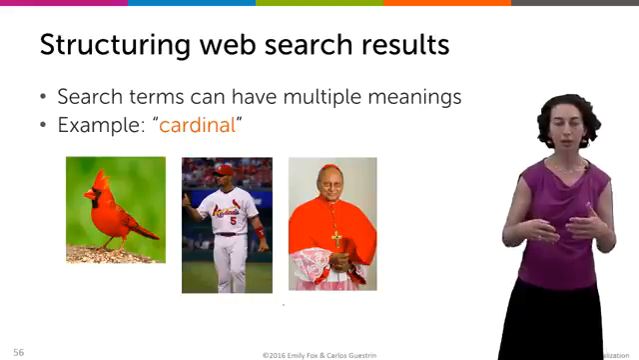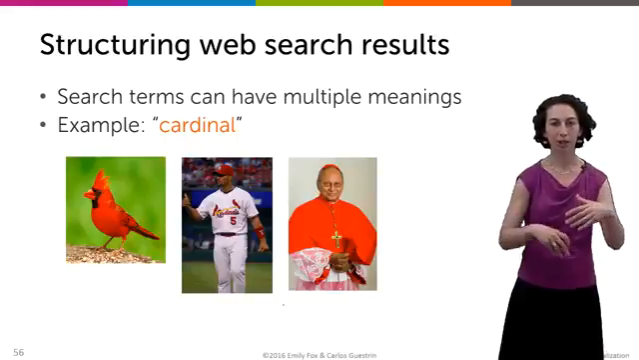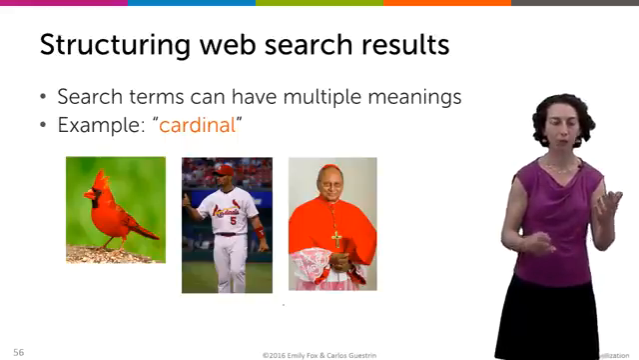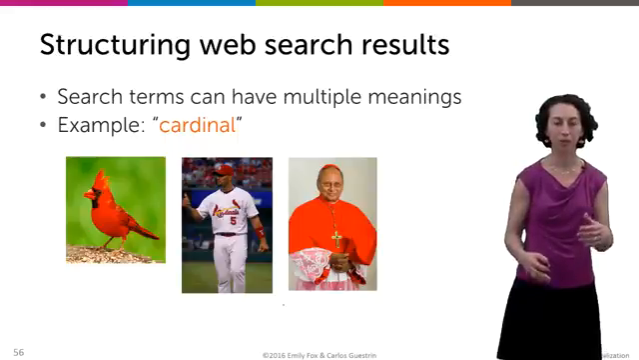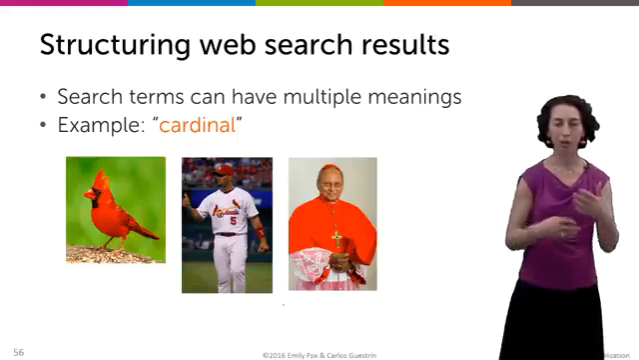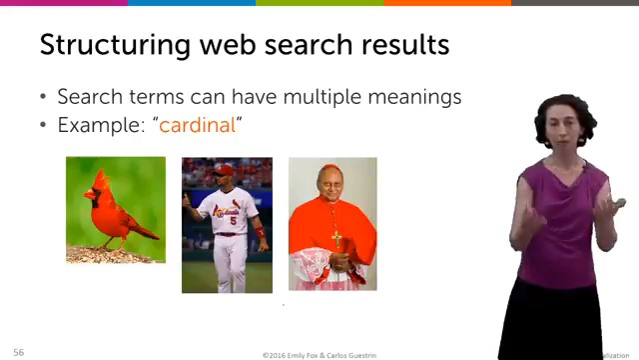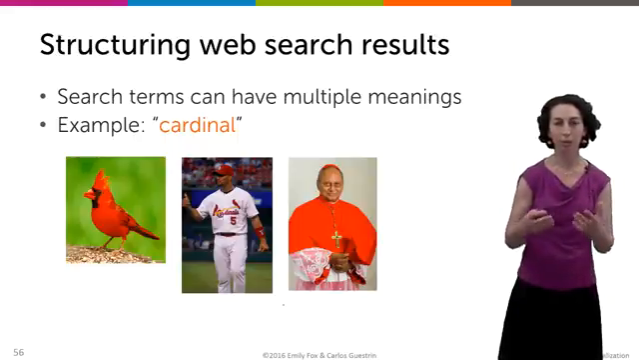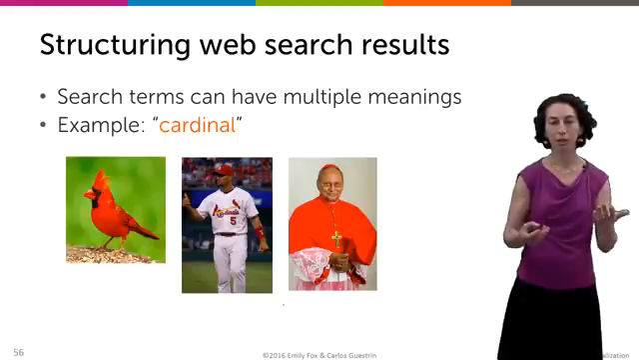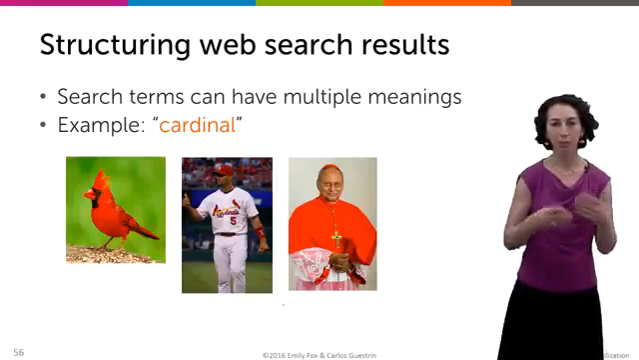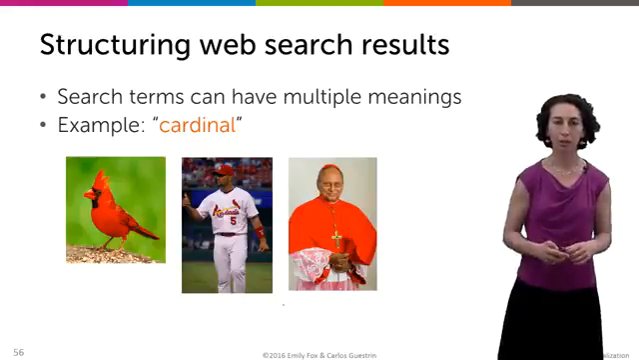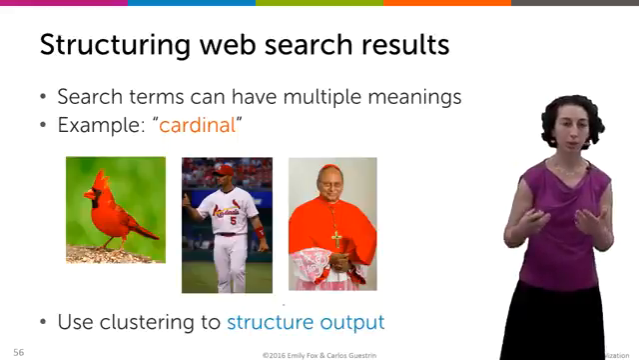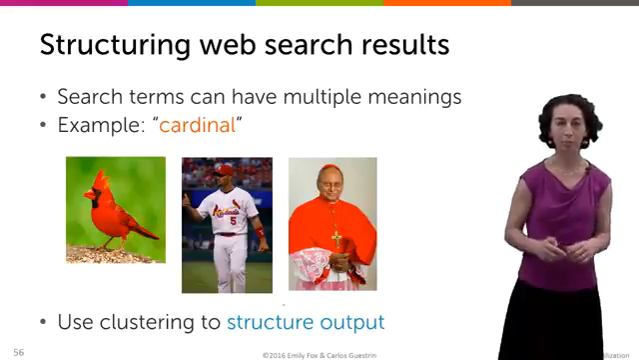When a person is searching for the word cardinal, we don't actually know which of these meanings the person meant. So when we're displaying images, instead of having all the images be images of birds, just different variants of that image, maybe we'd want to have a diverse set of images that cover these possible meanings. So if we can cluster images all labeled with the same label, we can present results that might better explore what the person is actually intending when they do a Google image search. So in this case, we're using clustering to structure our output.